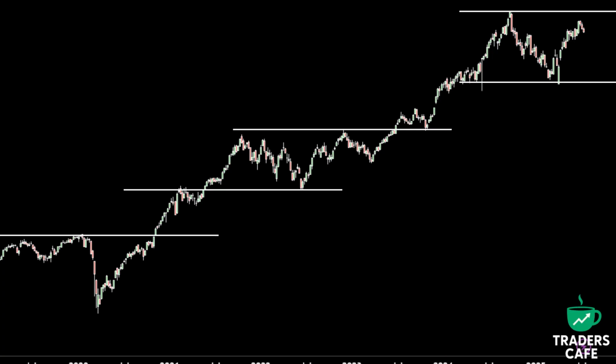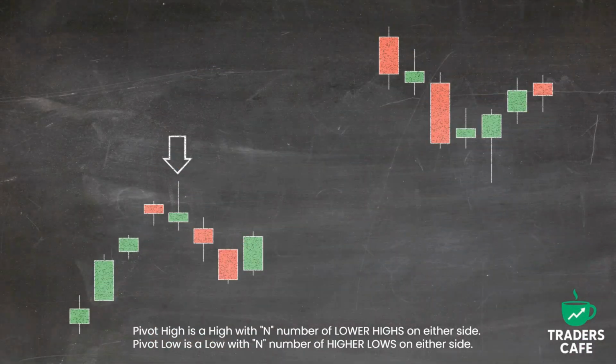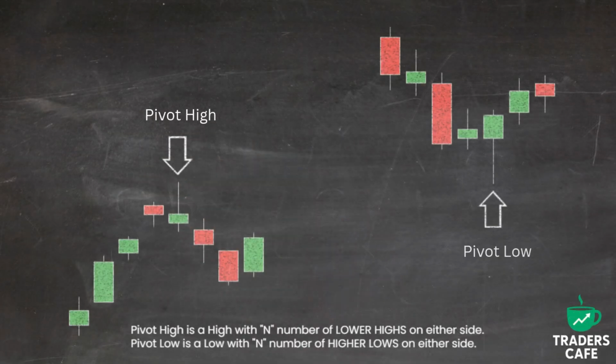A good way to automate this and remove subjectivity is to apply a pivot high indicator. A pivot high indicator checks each bar for a number of lower highs on either side of it. So if you have selected 2 bars, that would mean that for a pivot high to form, it needs 2 lower highs on either side of it.